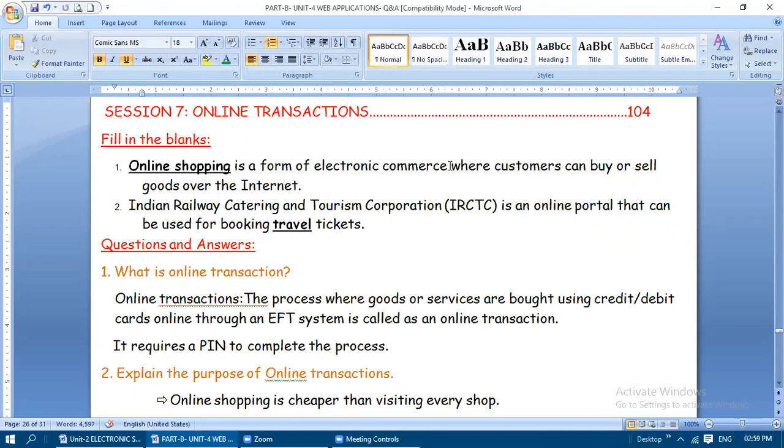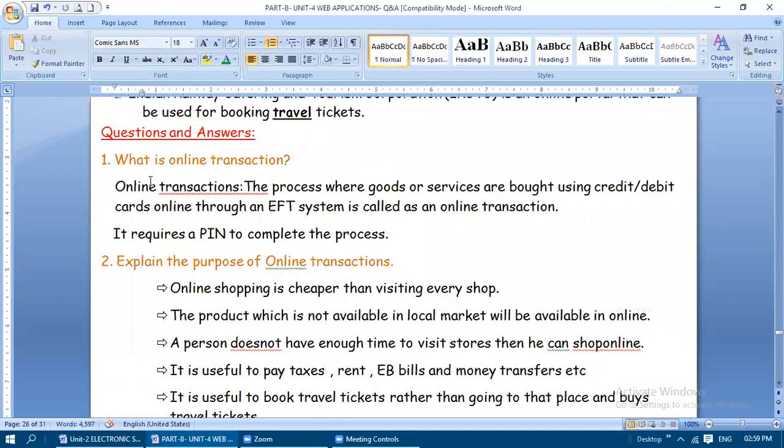Online shopping is a form of electronic commerce, or e-commerce, where customers can buy or sell goods over the internet. Indian Railway Catering and Tourism Corporation is the full form of IRCTC. It is an online portal that can be used for booking travel tickets. So, question answers, we will move on.